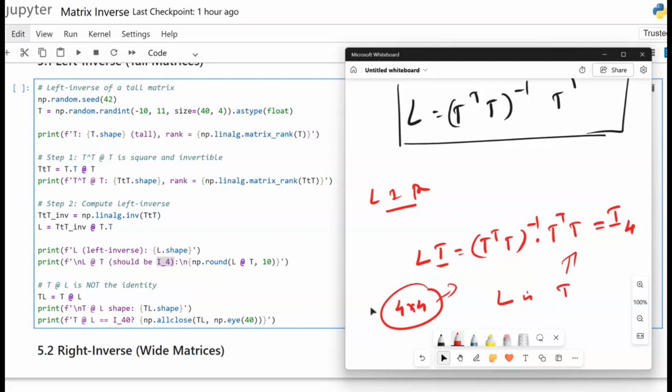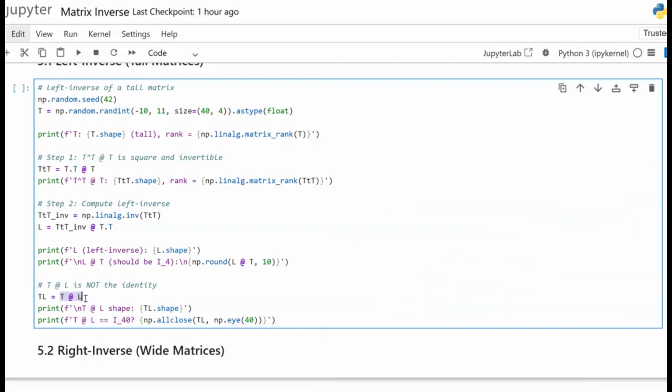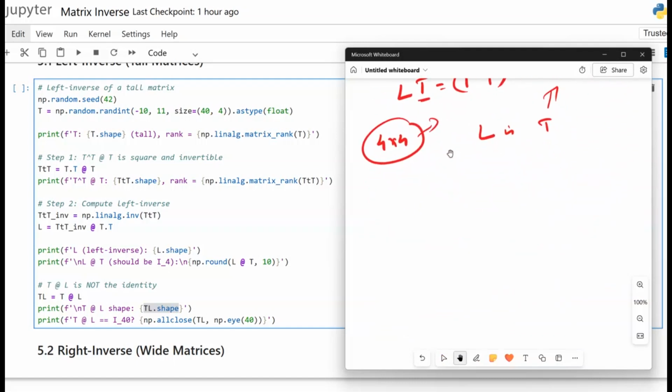And here it checks whether TL is a right inverse, which doesn't exist, because it is 40 by 40 and not equal to identity. So it is just going to result in false. And here we want to execute this. What is this TL? Exactly, this TL is equal to T multiplied by (T transpose T) whole inverse, T transpose.